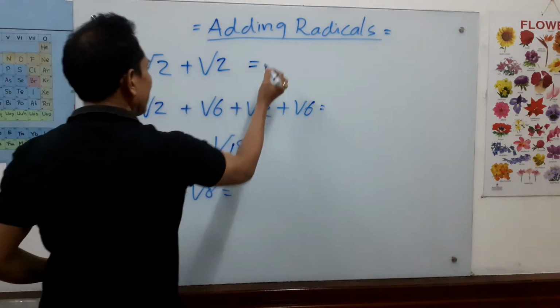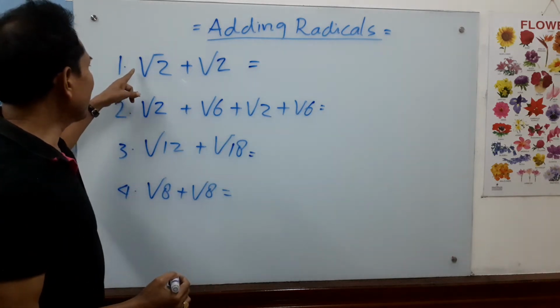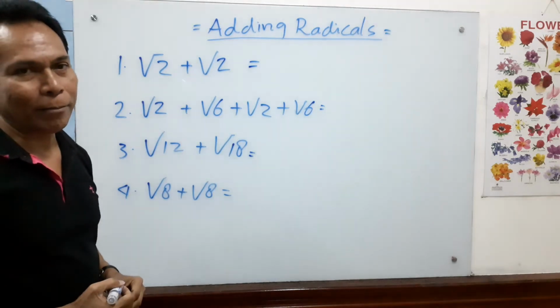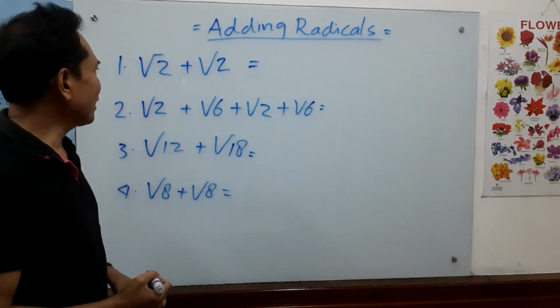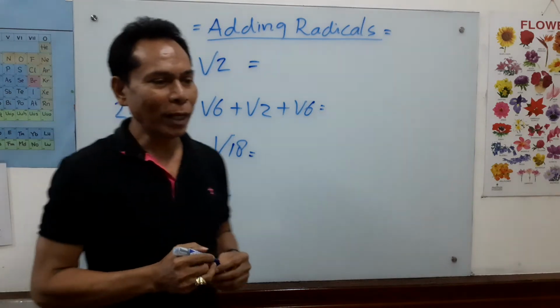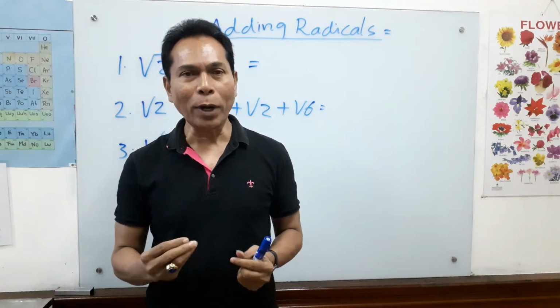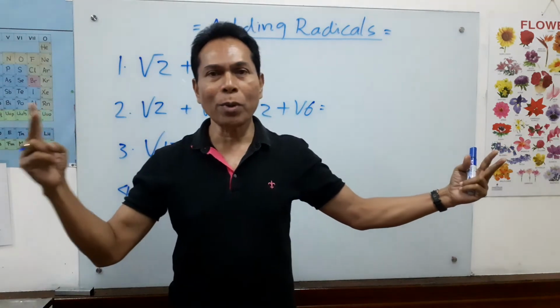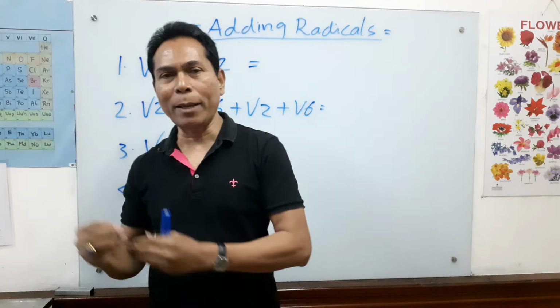How do we work this out? Remember, children, there is always 1 here and 1 here, but we normally do not write them. So it's like you add apples. You have 2 apples here, you have 2 apples here. So 2 apples plus 2 apples, you have 4 apples.